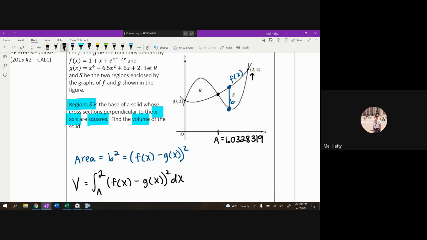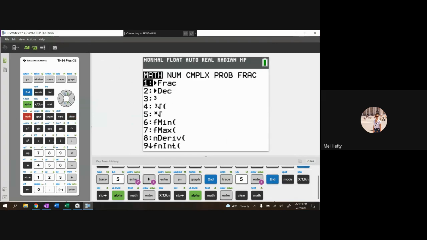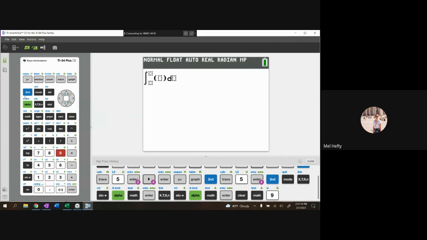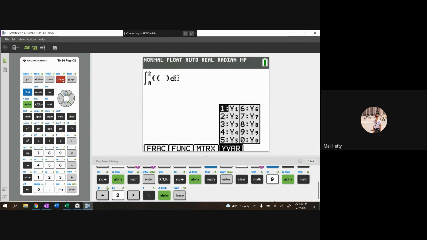All right, let's make sure we can all plug this into the calculator. I'm going to plug this into mine and we'll see if we all get the same number. How do I get an integral? Math 9. I'm going to put my A in there that I've stored. I'm going to go to 2. I'm going to open some parentheses. And I don't feel like typing out F of X and G of X, and then I remember I have them in Y1 and Y2. Anyone remember how to get them? Alpha, trace.